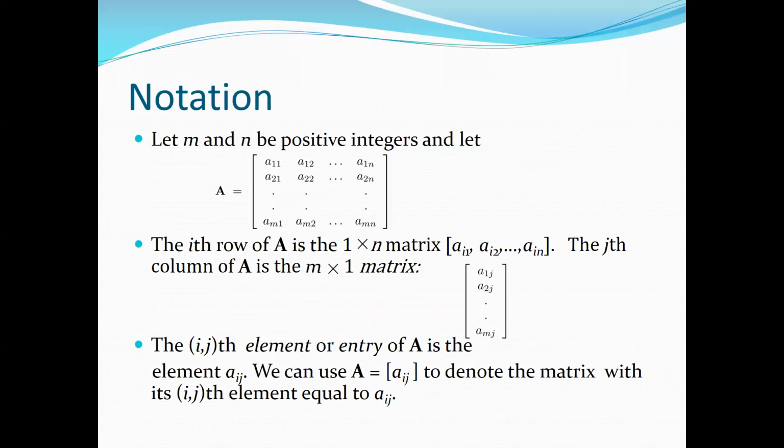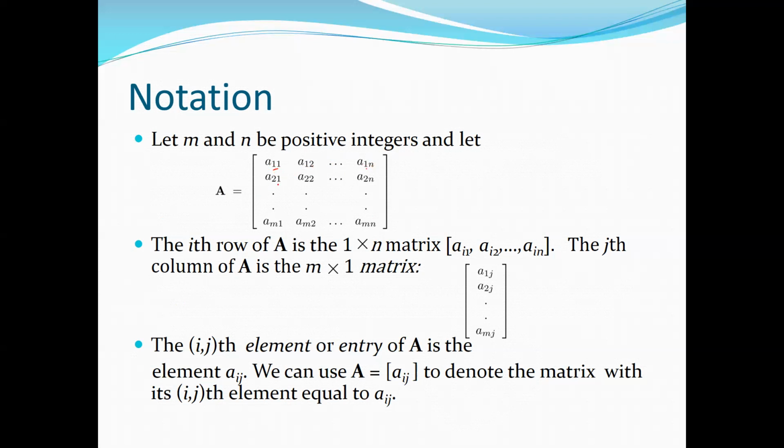So here are some notations. Let m and n be positive integers, and let a11, a12 up to a1n. What does that mean? This is a11, the first number. The first one represents the row number, so this is the first row. The second one shows the column number. So a11 is first row and first column. a12, first row, second column. a13, first row, third column. a1n, row is still first but nth column, right?